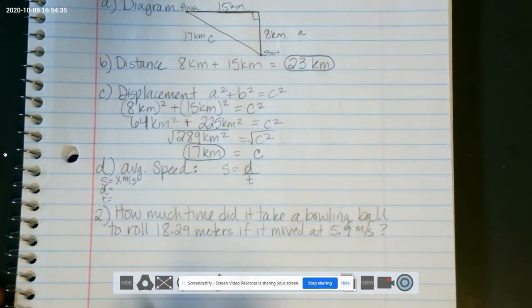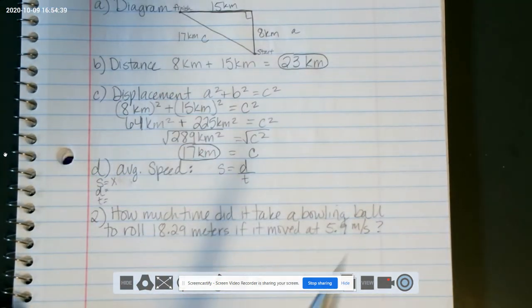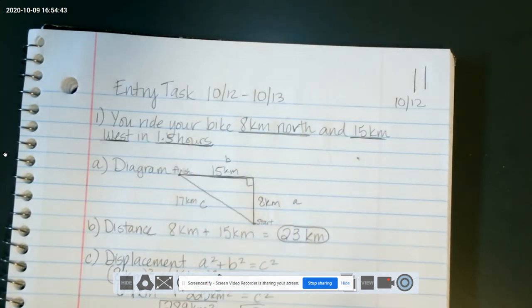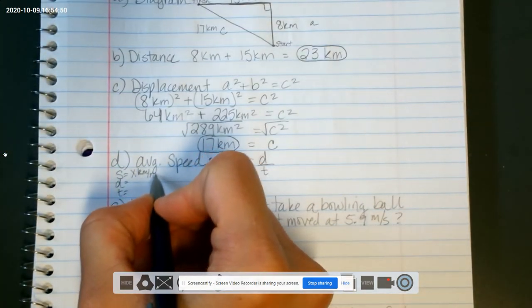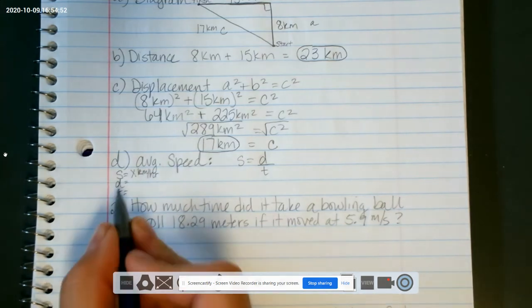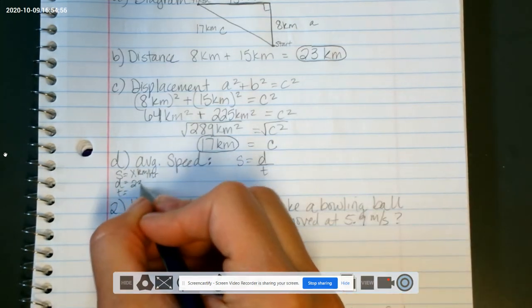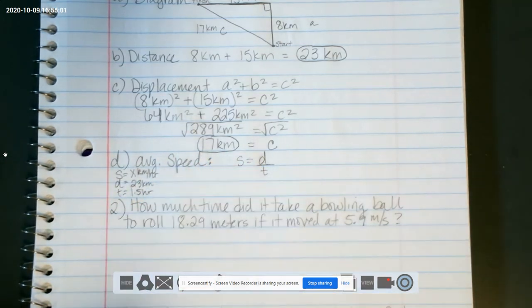Oh, that's a lie. It's not meters per second. What actually is it? I've got to pay attention to my units. Up here, I did it in kilometers and hours. So that was important for me to pay attention to. So my speed unit will be kilometers per hour. My distance that I went is 23 kilometers, and the time took me 1.5 hours.